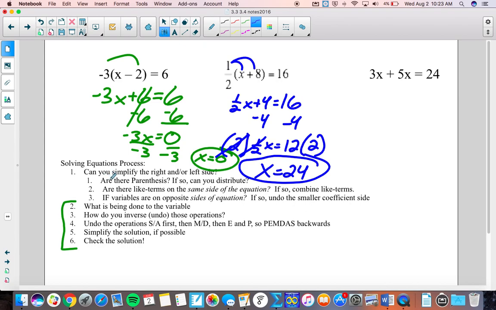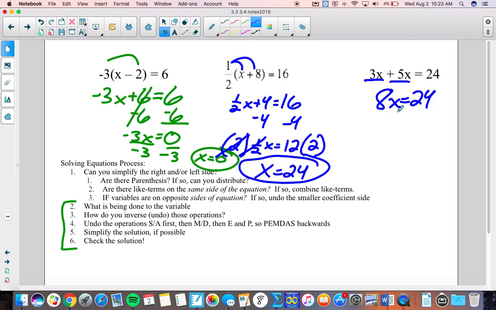So, are there parentheses? No. So we don't need to distribute. Are there like terms on the same side of the equation? Yes. If so, combine like terms. I can combine these. 3x plus 5x is 8x. Oh, now I just have 8x equals 24. This is an easy one.